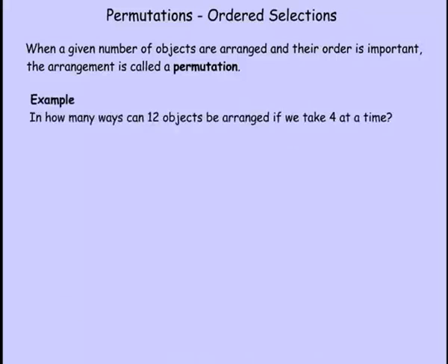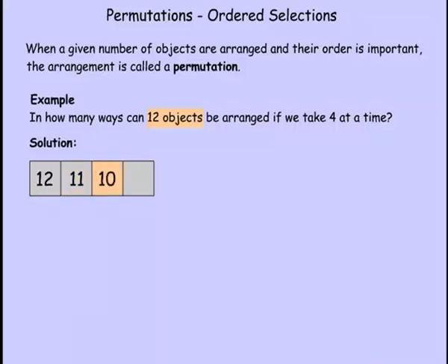Another example: in how many ways can 12 objects be arranged if we take 4 at a time? So our solution, we're taking 4 at a time this time, so we've got 4 boxes to fill in from 12 objects. Our first position, we can choose from all 12, so there's 12 possible ways of choosing that. Then once we choose one, we're down to 11, then down to 10, then finally down to 9. So the number of ways would equal 12 times 11 times 10 times 9, which works out to be 11,880 ways. No way are you going to draw a list up, of course, for this sort of question.